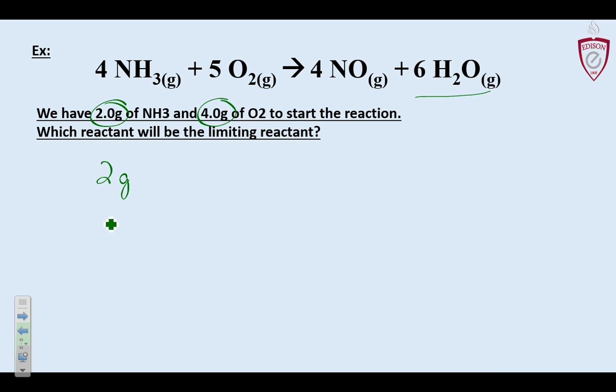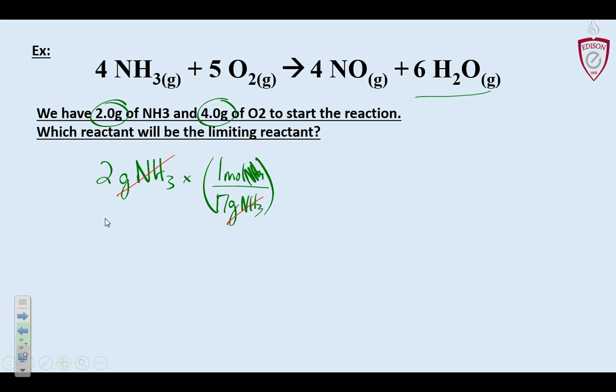All right, I have 2 grams of NH3 times 1 mole. What I always want is the grams of NH3 in the denominator so it cancels. So 1 mole of NH3 divided by 17 grams of NH3, the gram formula mass that we've calculated so many times. Now I cancel off my grams, and I'm into moles of NH3.